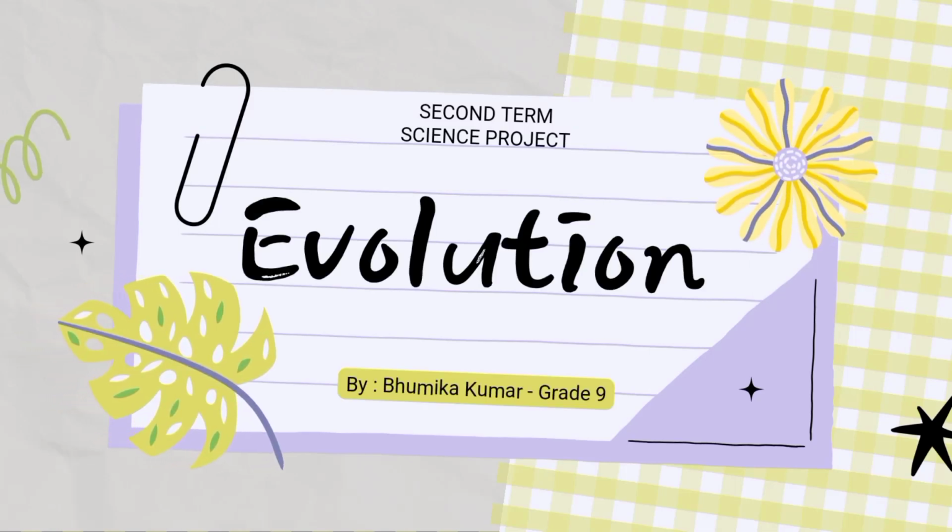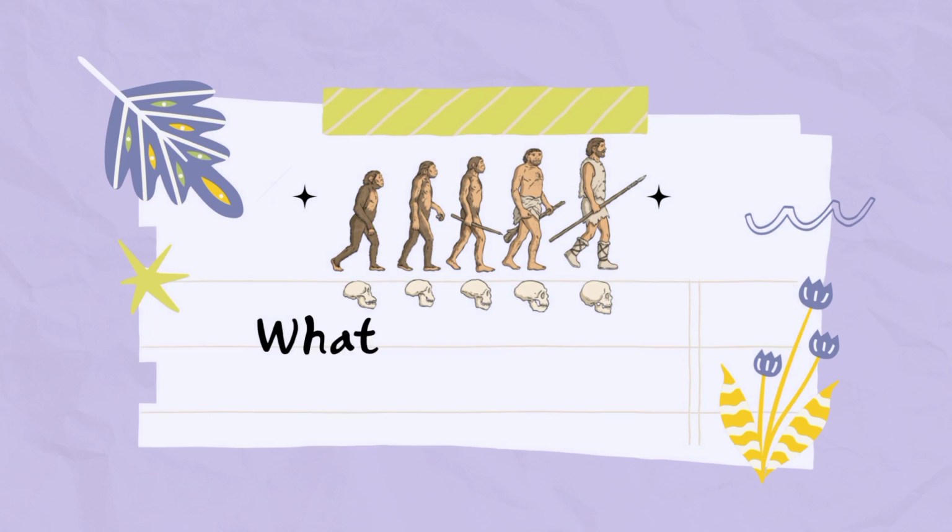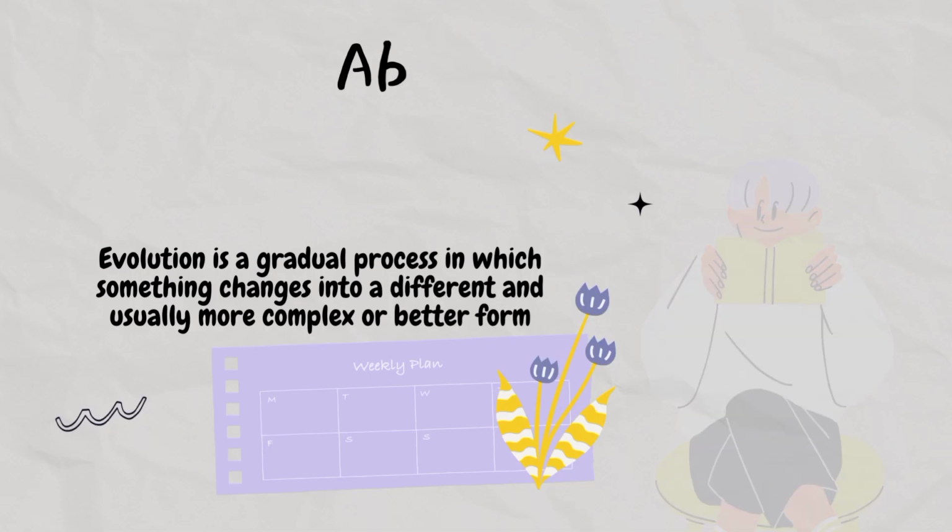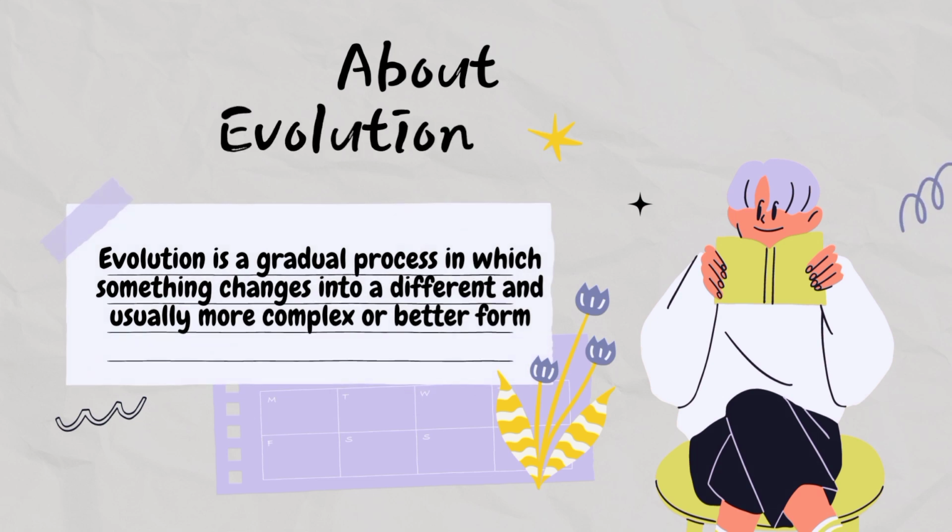Today we will be talking about evolution. Now, the first thing that might come to your mind is, what is evolution? Evolution is a gradual process in which something changes into different and usually more complex or better forms.